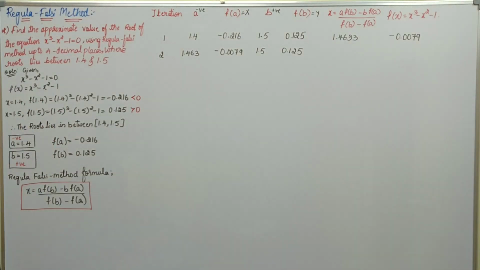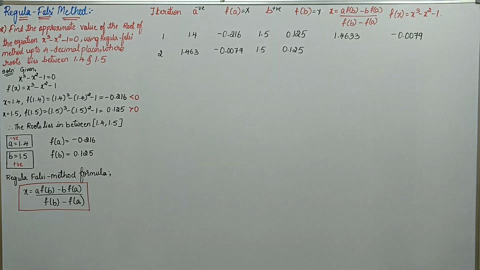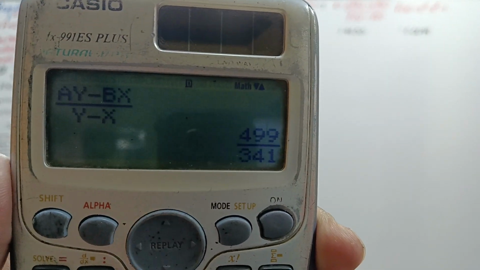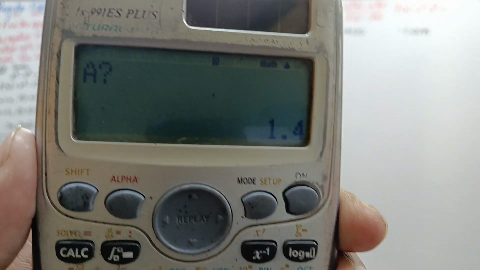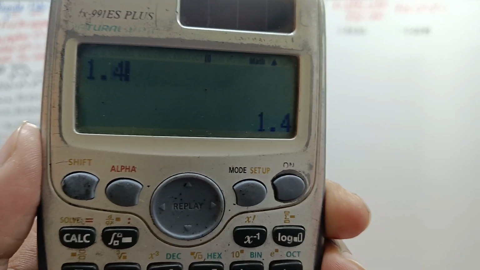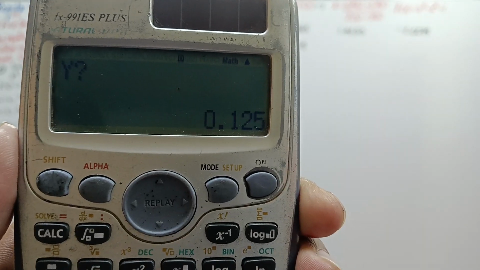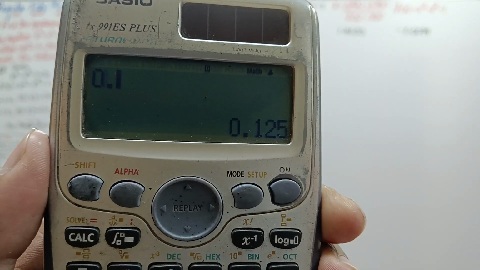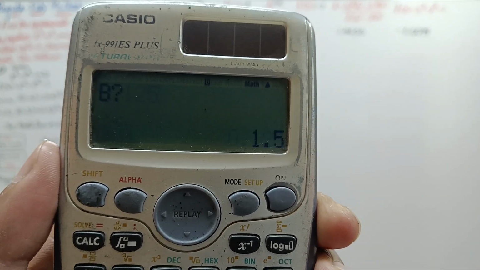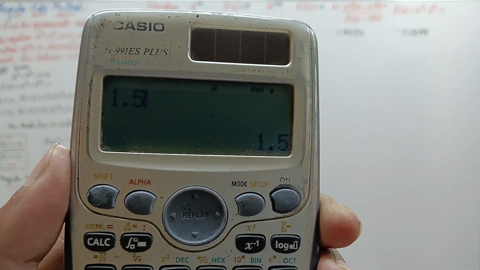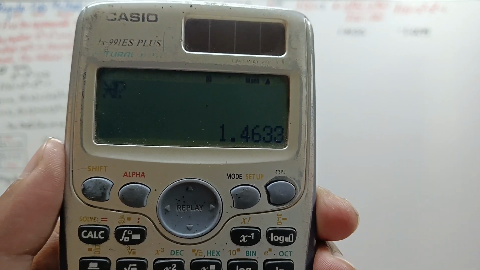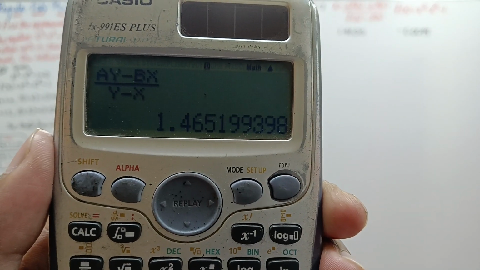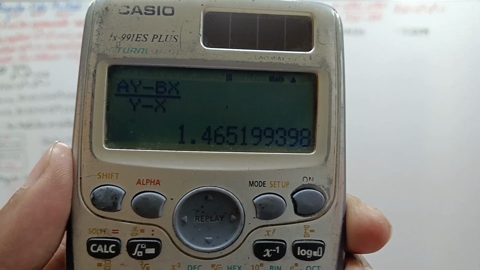I am going to show you this approximation value by using the calculator also. How? It is easy. Again press the upper button, you get this, press calc, give the value of a, 1.4633 equals, y is 0.125, equals, b is 1.5, and the value of x you get is minus 0.0079. This equals, you get 1.4651.